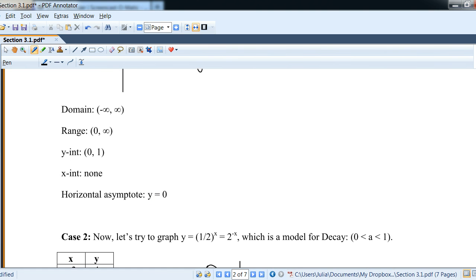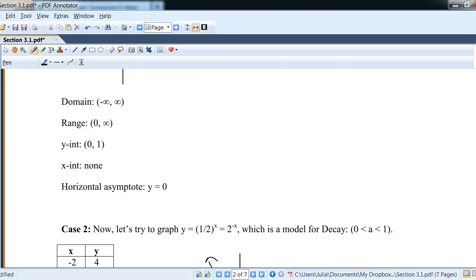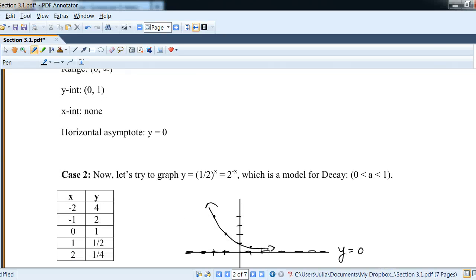Okay, now let's take a look at decay, which also has a lot of examples in real life, like radioactive decay, or we can talk about population decay. Sometimes a population is dying off as opposed to growing, which happens with some animal populations nowadays. So the example I'm showing is, what about 1/2 to the power of x? Or sometimes you can write it with a negative exponent.